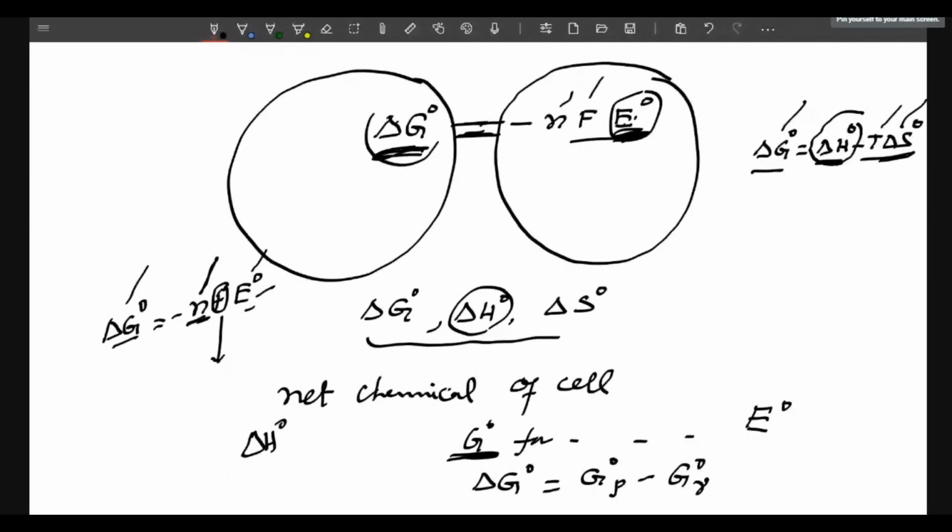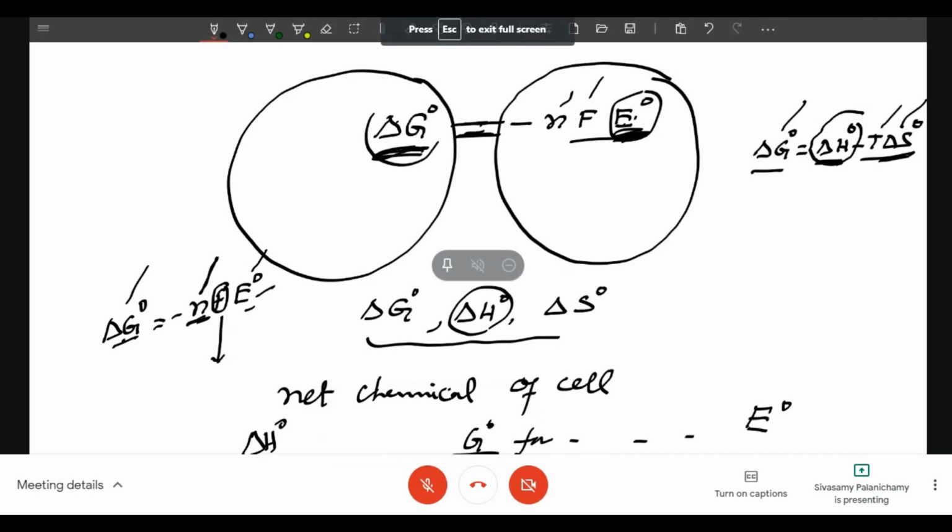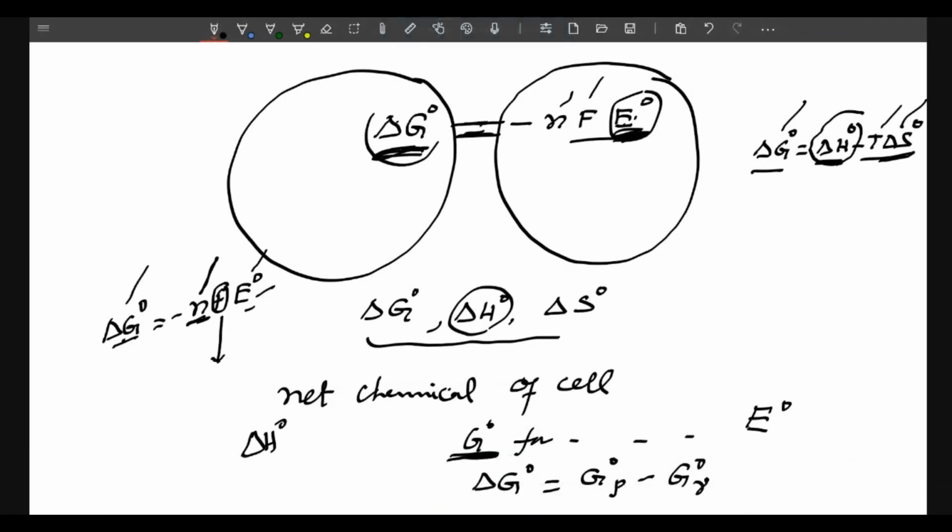How to calculate the number of electrons involved in the process? I will tell the way from which you can calculate delta G. Sometimes you may be asked to calculate the temperature coefficient of the EMF. What do you mean by temperature coefficient?